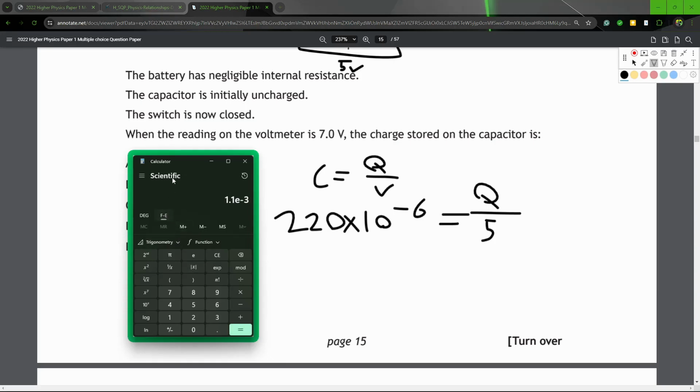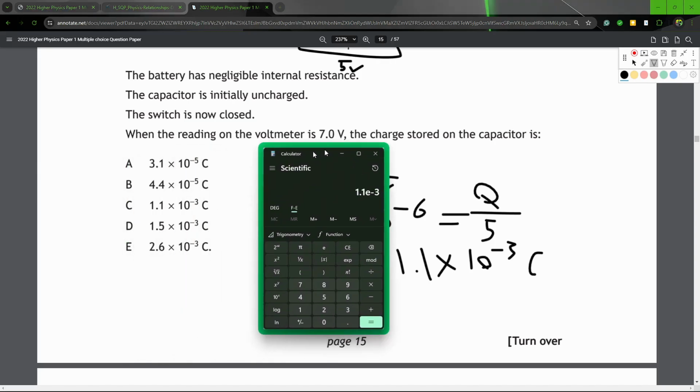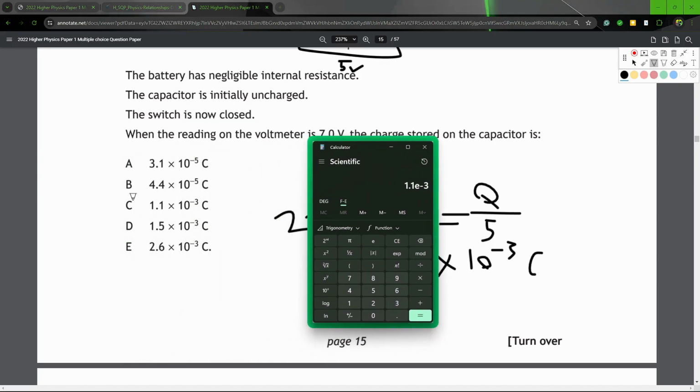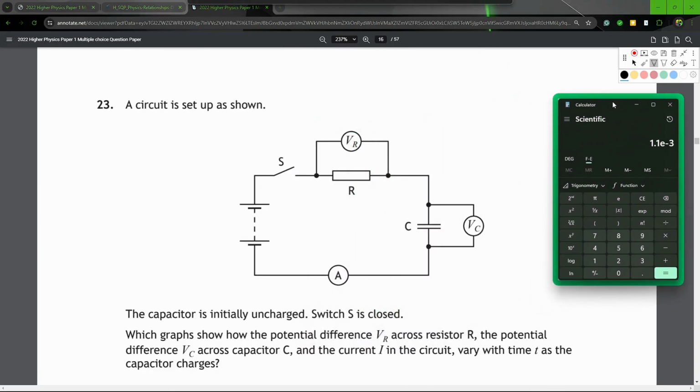Get 0.111, which we can translate into good old scientific notation. 1.1 times 10 to the negative 3 coulombs. Oh, look at that. It's C, which is the correct answer. Not too much now. Question 23.